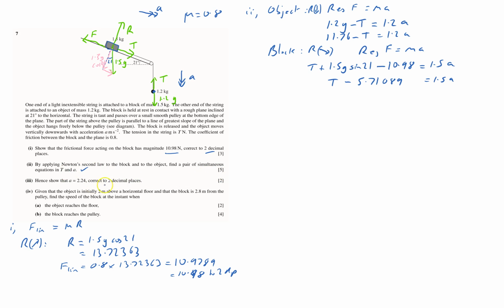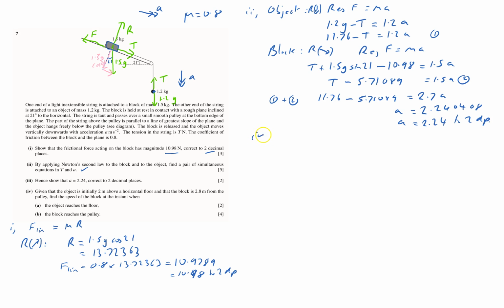So I've done that. I've now got to solve these. If that's equation 1 and that's equation 2, the nice thing about that is if I add these together, then T will disappear. So equation 1 plus equation 2 will give me 11.76 minus 5.71089 equaling, when you add them together, 2.7A, and so A equals 2.240408, so acceleration equals 2.24 to 2 decimal places, and that does that part.